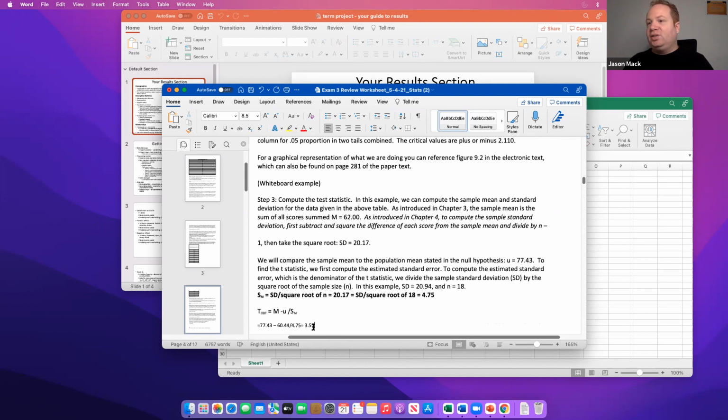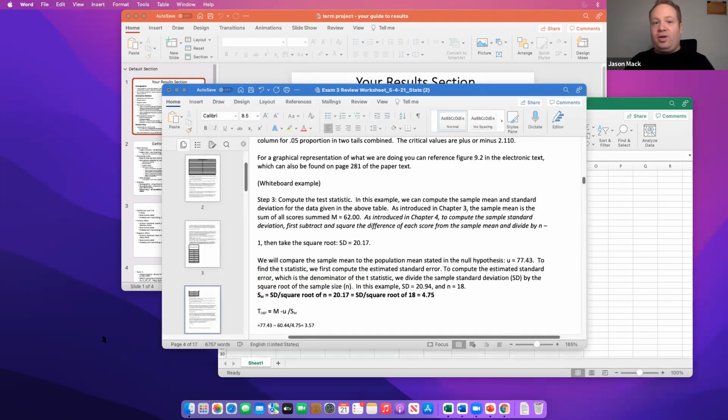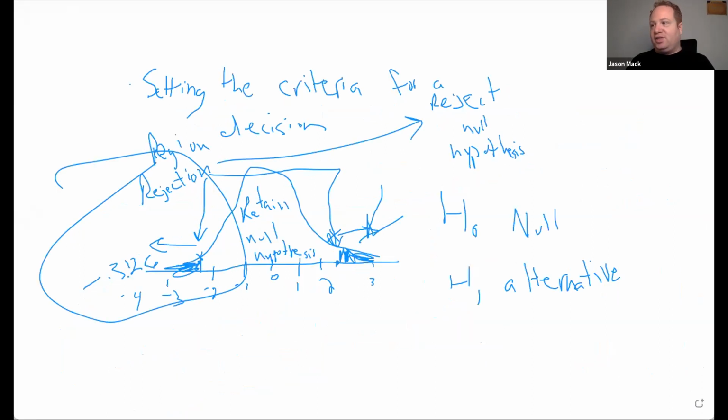Because we have 3.57, in this case it does exceed the critical value, but on the other tail. When I say the other tail, I mean to the right. We just calculated that, but this time we went to the other tail, so this is over here. Again, we're going to reject the null hypothesis for our decision. That's our last step.